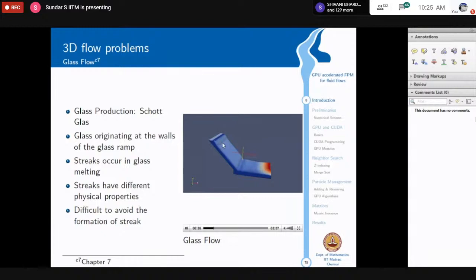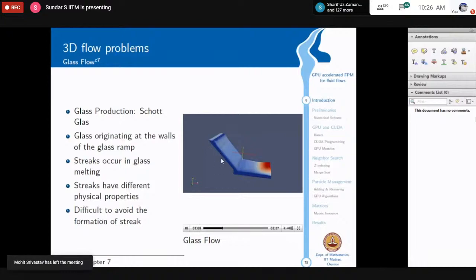The company does not want the streak to form. Otherwise, imagine your car window where the thin film has some kind of bulge, or your TV screen having some kind of bulge. In order to avoid this, in a normal situation, the company has to stop the process, then redo the entire process again.